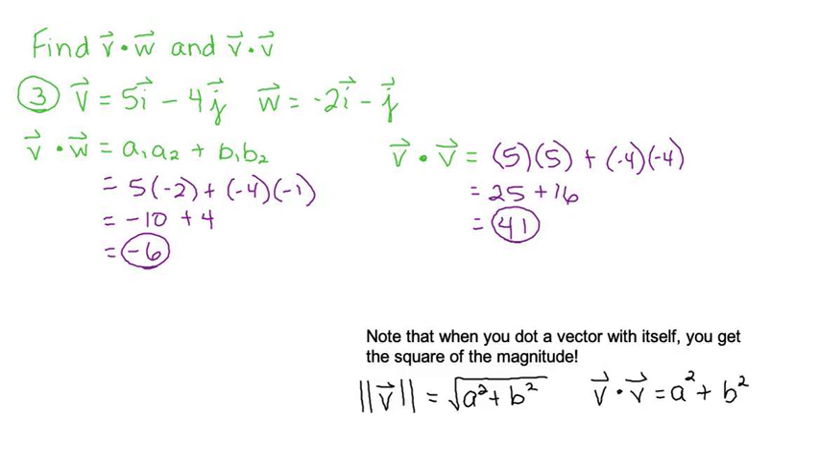Now what I'd like for you to notice here is that when we dot a vector with itself, we get the square of the magnitude. Remember, the magnitude of vector v is given by the square root of a squared plus b squared. So when we dot v with itself, we get a squared plus b squared.